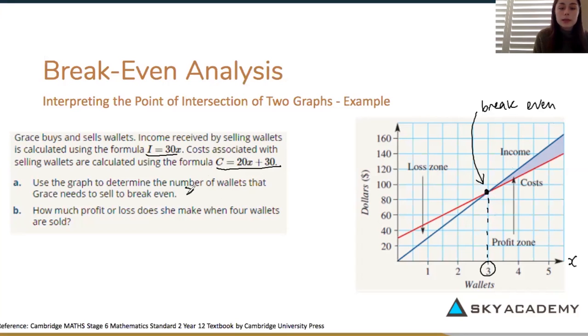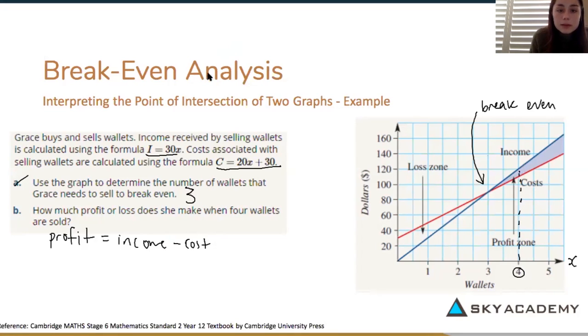Now let's have a look at question B. It says, how much profit or loss does she make when 4 wallets are sold? I'm going to write down the profit formula so we don't forget. Profit equals income minus cost. They want when 4 wallets are sold, so I'm going to go to 4 wallets, which is here, and go up to my income line. When 4 wallets are sold, I go across and I have an income of 120.